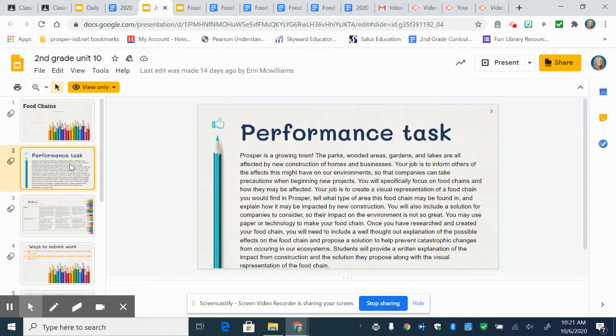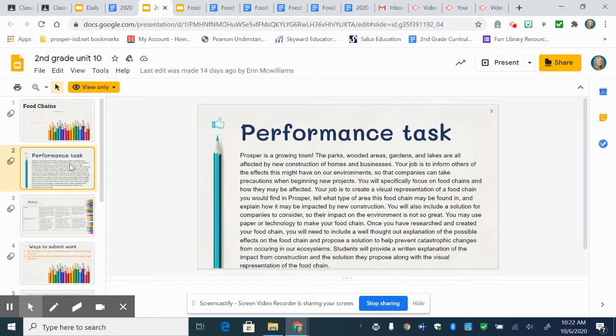Your job is to inform others of the effects this might have on our environment so that companies can take precautions when beginning new projects. You will specifically focus on food chains and how they may be affected. Your job is to create a visual representation of a food chain you would find in Prosper, tell what type of area this food chain may be found in, and explain how it may be impacted by new construction. You'll also include a solution for companies to consider so that their impact on the environment is not so great. You may use paper or technology to make your food chain.